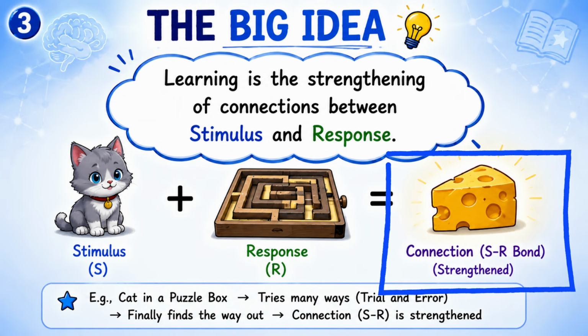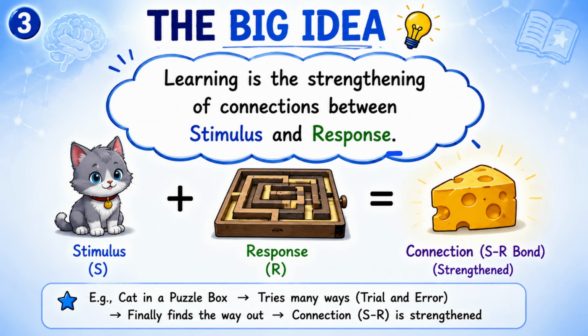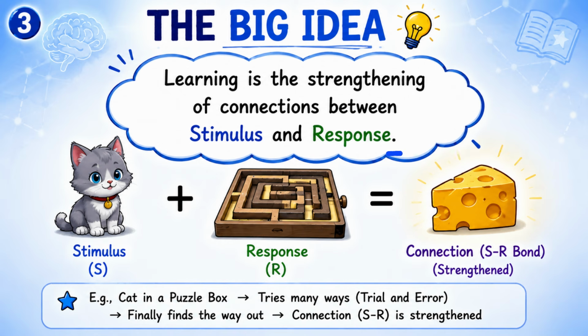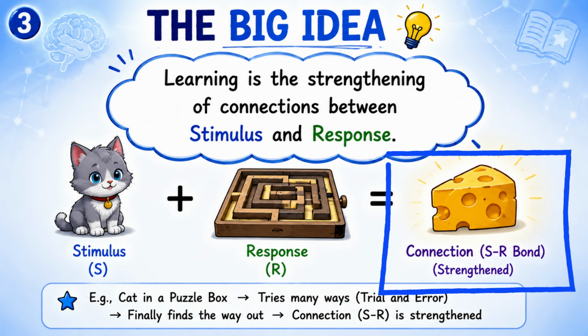Finally, when the cat presses the correct lever, the door opens and it gets the food. Because this response leads to success, the connection between the stimulus and the correct response becomes stronger. This is called the SR bond. So, one exam point to remember is successful responses are strengthened while unsuccessful responses are gradually eliminated.